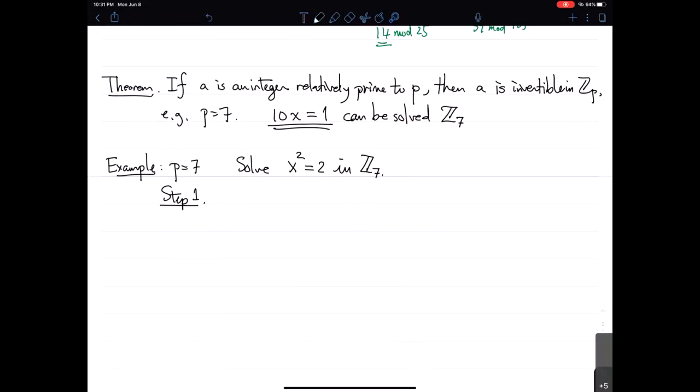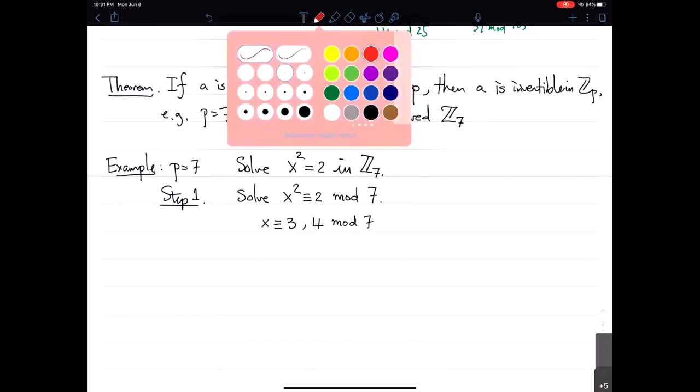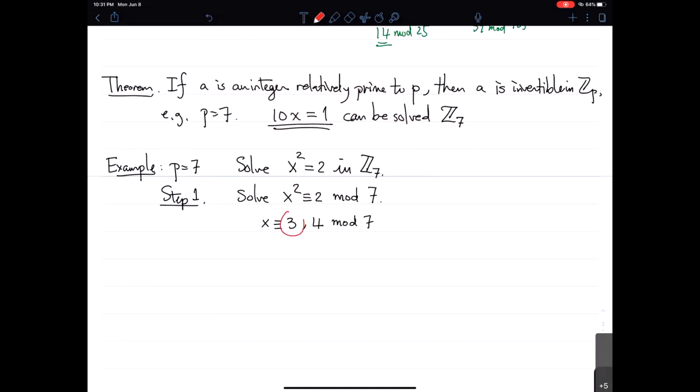My first step is to solve x squared congruent to 2 modulo 7. We can do that by hand, checking all the possible residues mod 7. So we see that x could be either congruent to 3 or congruent to 4 mod 7. For the later steps, I'm going to fix one of them, this one, for the rest of our discussion.